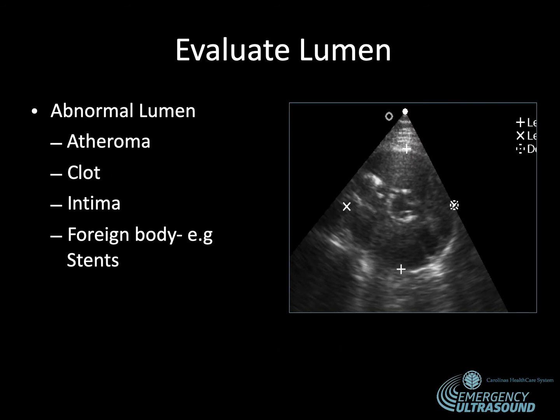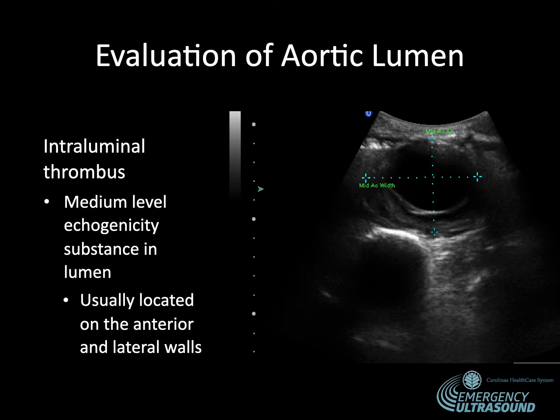Other things that we look for in the lumen of the abdominal aorta include atheromas, clots, any intimal flaps, or foreign bodies like stents. So you can see this one right here. I would have done this with a curvilinear probe, but this one has a stent in place. We just saw this a few minutes ago, but this aorta has an intraluminal thrombus. So this is a medium level echogenicity within the lumen. It's usually located along the anterior and lateral walls. Here, this one's located around the posterior and lateral walls.